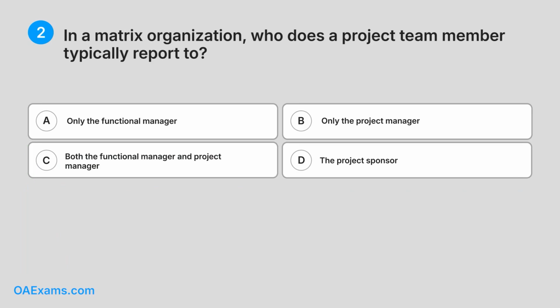2. In a matrix organization, who does a project team member typically report to? A. Only the functional manager. B. Only the project manager. C. Both the functional manager and project manager. D. The project sponsor. Do you know the answer?